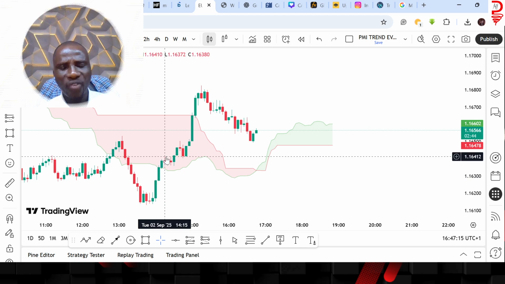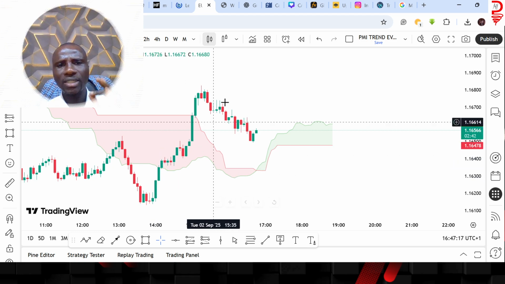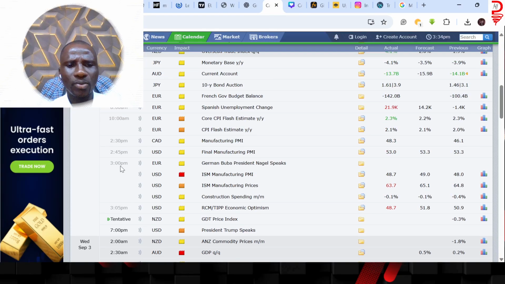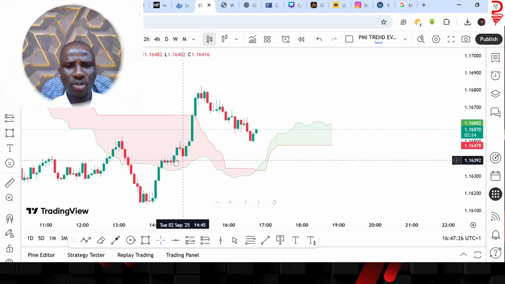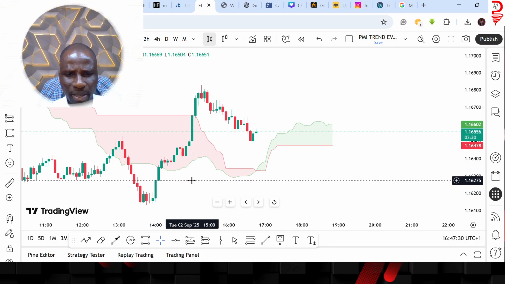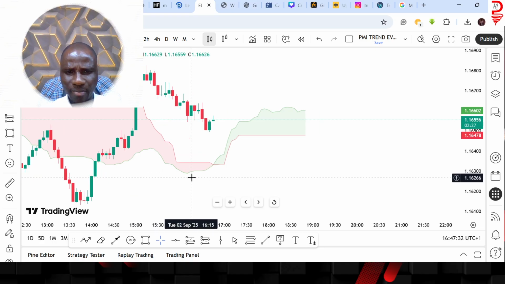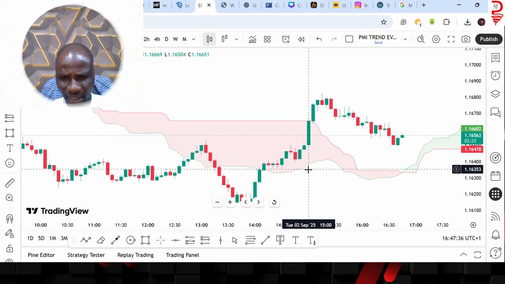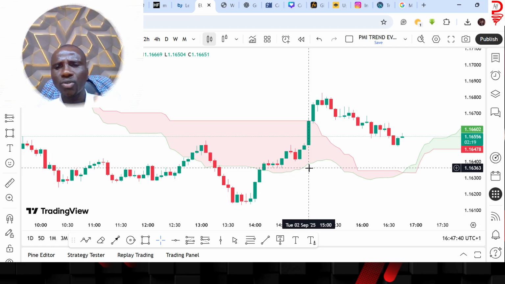So we go to the 5 minutes chart. The news was released around 3 p.m. today. This is 3 p.m. Can you see it now? Let me zoom in so that you can see very clearly. This is 3 p.m. We wait for an average of 10 to 15 minutes.